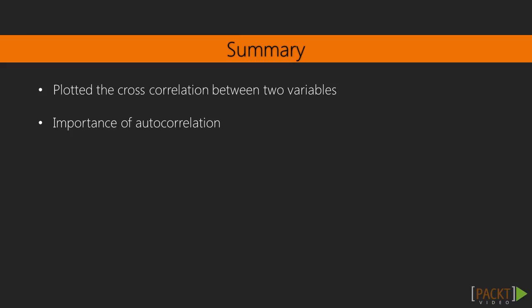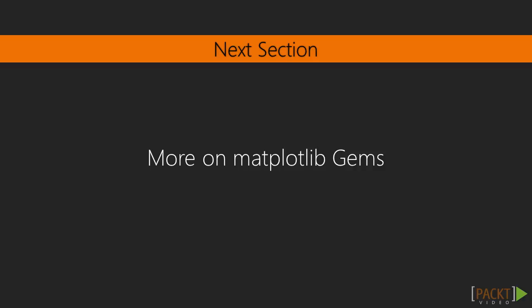Fantastic! In this section we first understood logarithmic plots, created stem plots, and then we learned to draw streamlines of vector flow. We then stepped ahead to use colour maps, scatter plots and histograms. And finally we dived into the importance of autocorrelation. In the next section we'll dive into some additional information on matplotlib gems.